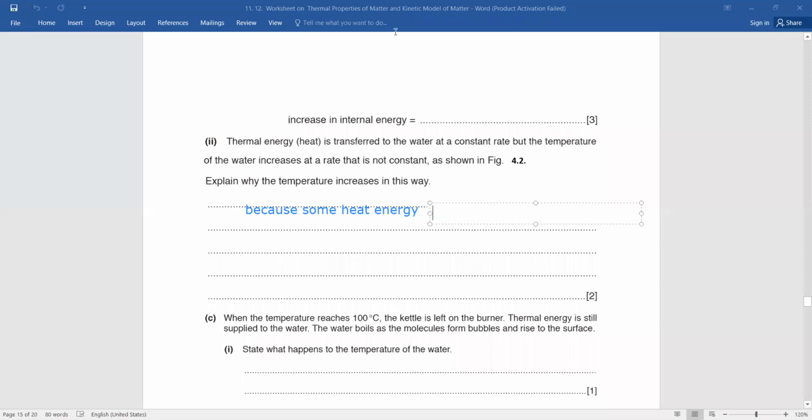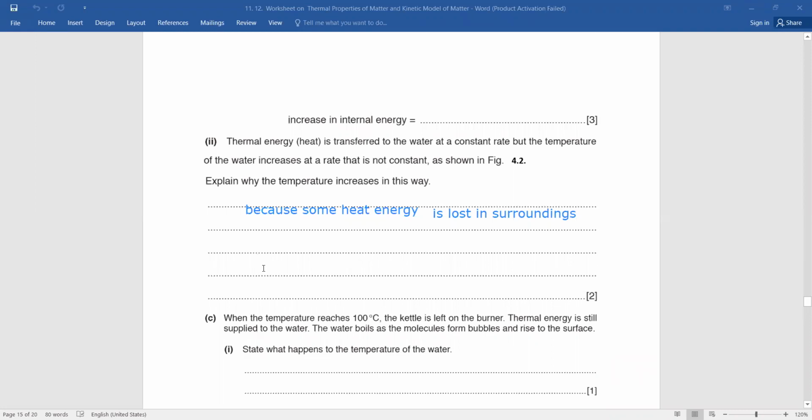So are you writing, all of you? Some heat energy is lost in surroundings. Okay, this is the first point.